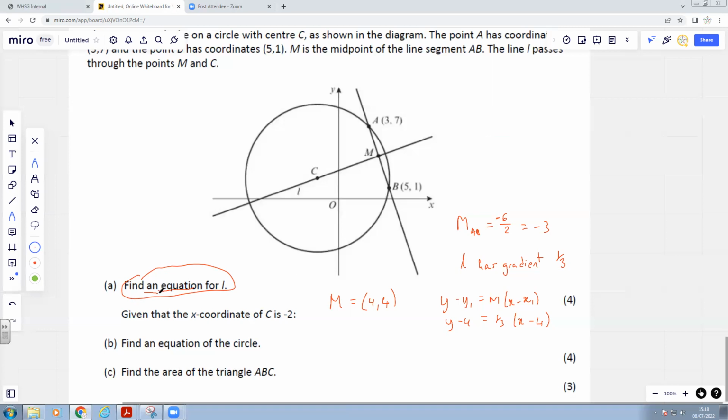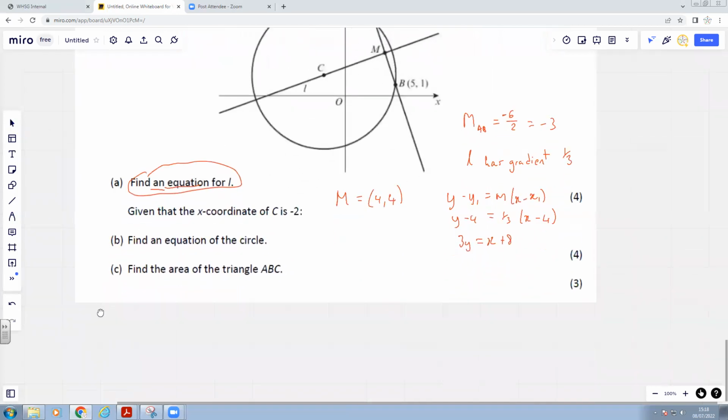Cool, that one will do. I can't be bothered to tidy it up. If you do tidy it up, by the way, it's 3y plus 8 equals x plus 8, if you can be bothered to tidy it up. But I must admit, I'm supremely lazy, so I don't bother where I don't have to.